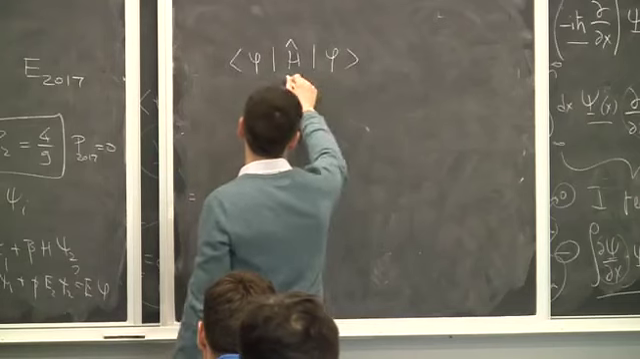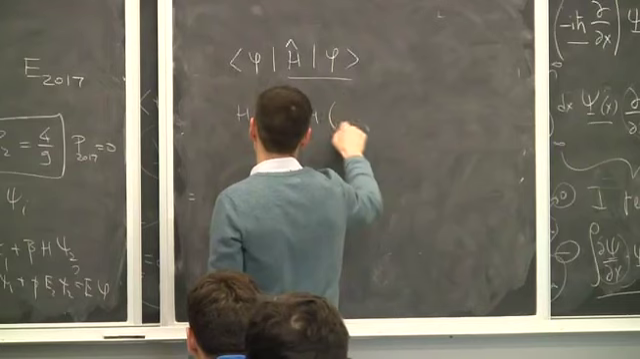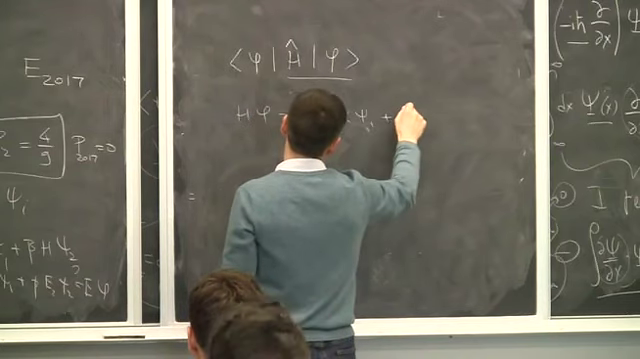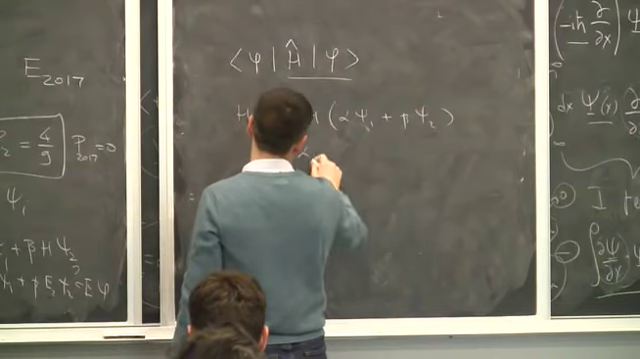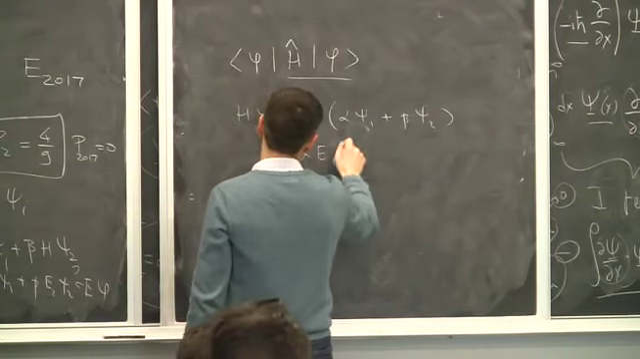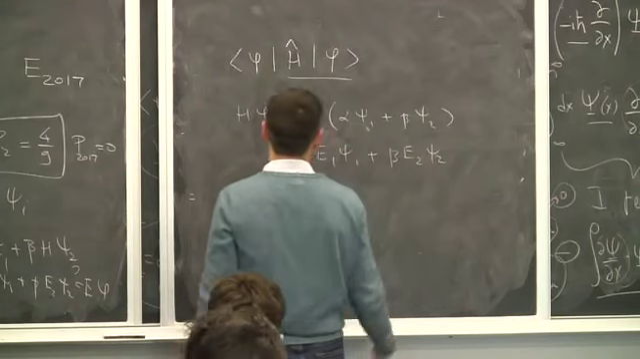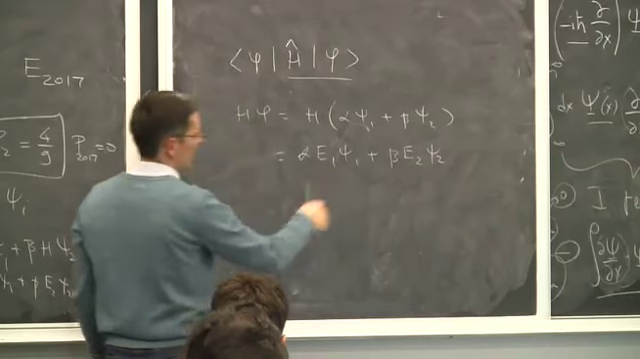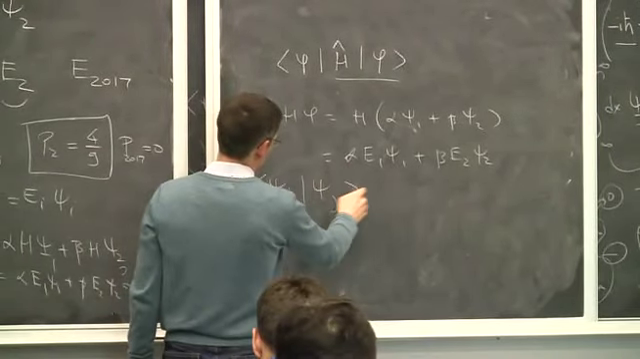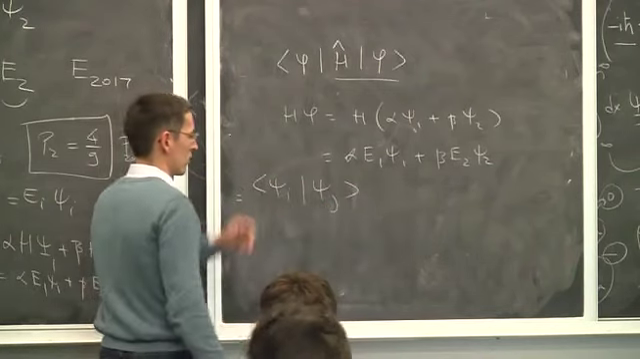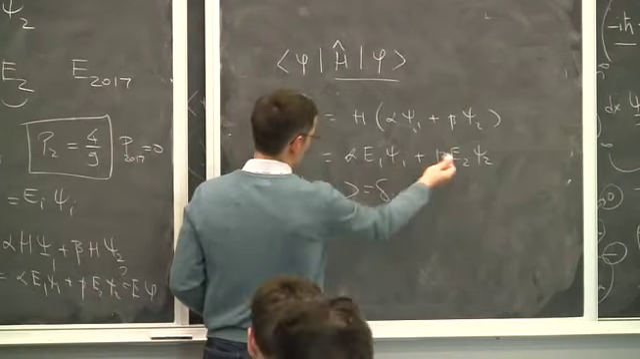actually you can either consider that H phi is the same as H of alpha psi 1 plus beta psi 2, right? And then it's alpha E1 psi 1 plus beta E2 psi 2, and then the integrals that you need to take will consist of integrals of the functions which are orthonormal, and that's easy. Just don't forget about the coefficients.